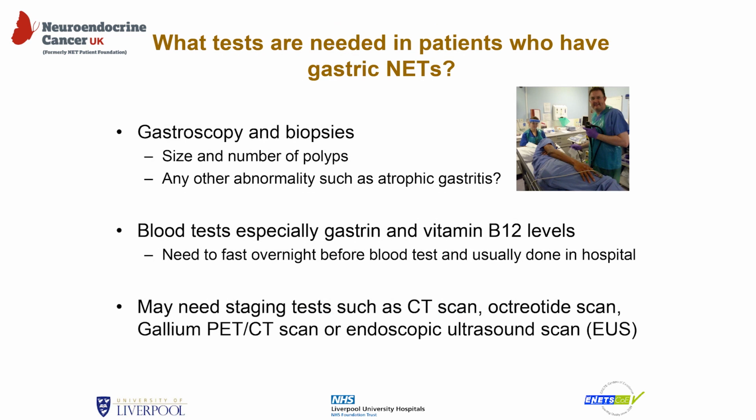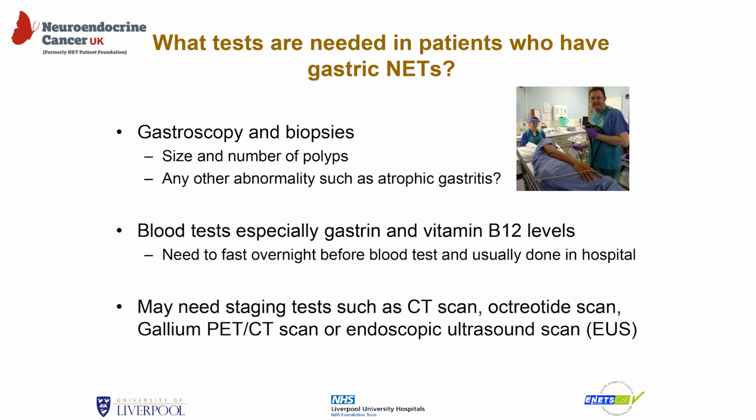So in view of this, a number of tests are needed in patients who have gastric neuroendocrine tumours in order to work out what's going on and what treatment is necessary. One of the crucial tests in this type of tumour is a gastroscopy, and I'll talk more about that in the next slide. Patients also need a set of blood tests, in particular measuring the level of gastrin in the blood, but also other things such as the level of vitamin B12. For the gastrin blood tests, it's important to fast overnight, so not eat or drink anything for about 12 hours, as food affects normal gastrin levels.